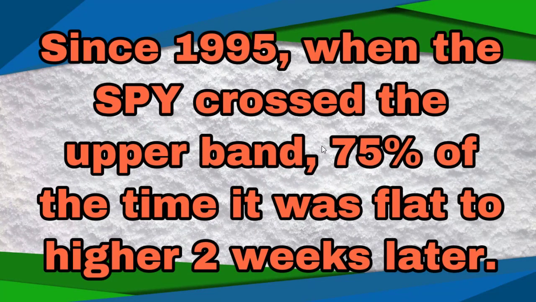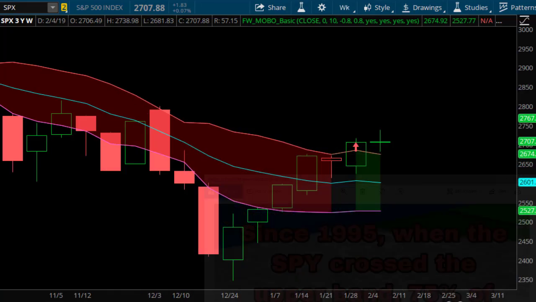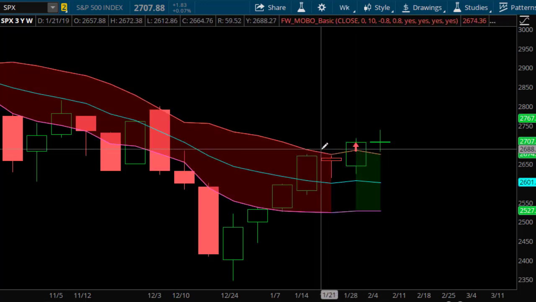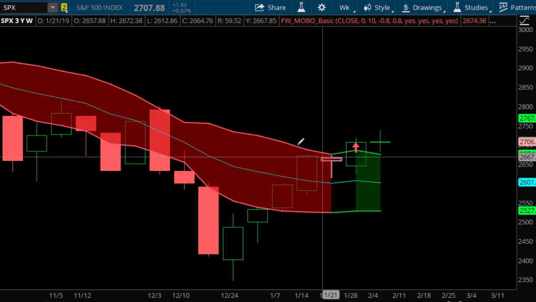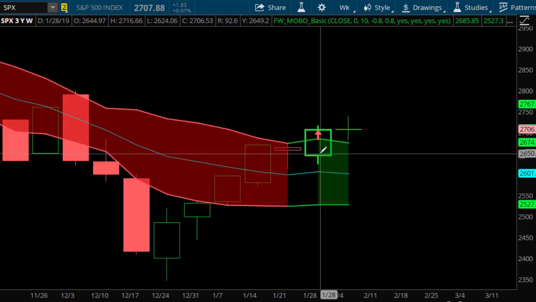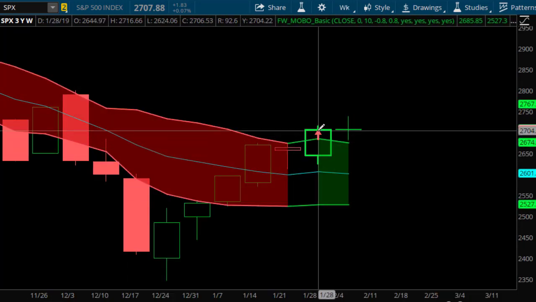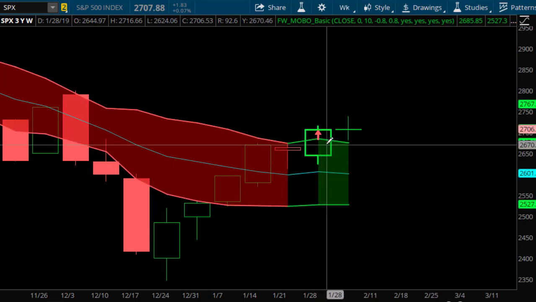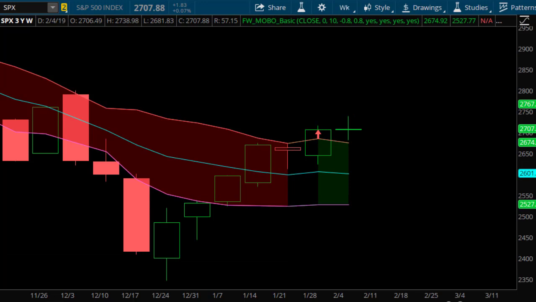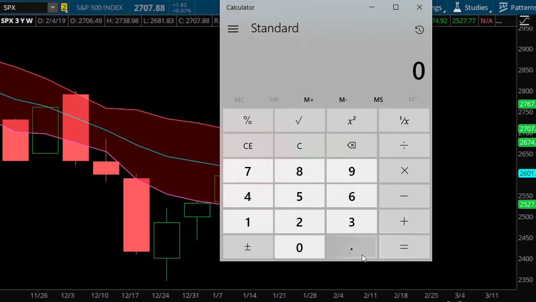Okay, the next part of the stat says 75% of the time it was flat to higher 2 weeks later. So let's talk about what flat to higher meant. Flat to higher is within 1%. That's how I'm defining that for the statistics. So the way I look at that is, this was the week of January 28th. The weekly close, if we look up here, is 2706. So I'm going to bring up the calculator, and 2706 times 0.99 is 1% lower. That is what I'm defining for this video as flat to higher.